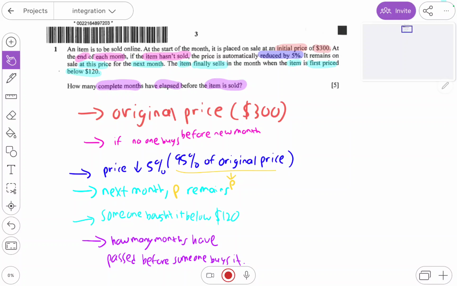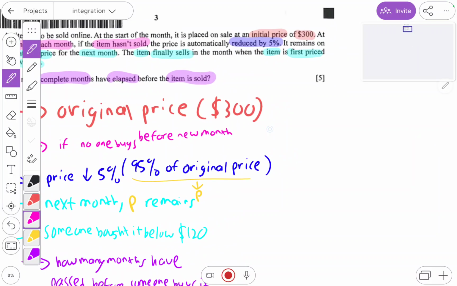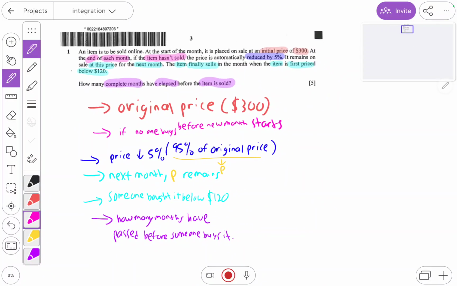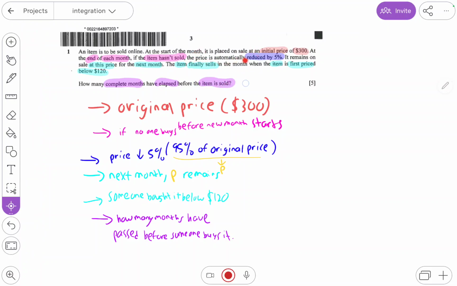Okay, so what does it say? Long story short, in red they say initial price of $300. This means that the original price is $300. And at the end of each month, if the item hasn't sold, this part in pink means if no one buys before the new month starts. I'm gonna add on new month starts. So what happened in blue? The price is automatically reduced by 5%. This means the price decreased by 5%, so the new price will be 95% of the original price.